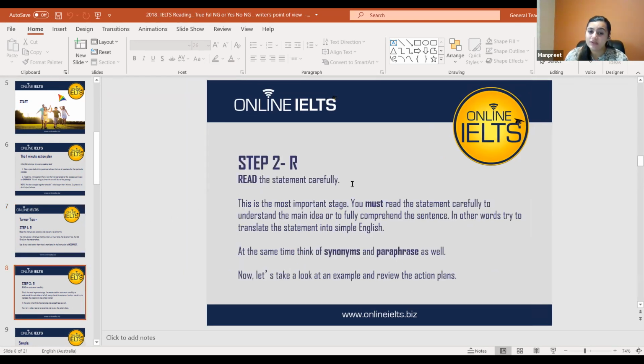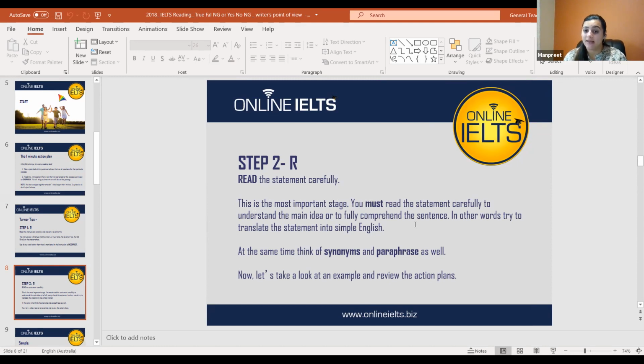Right. Step 2 is reading the statement carefully. Before this, we were just talking about the instructions and getting the overview of the passage, but now it's the actual questions. So read the statement carefully. For each question, you have to read it very carefully. The first thing you have to do is read the statement and understand it completely.